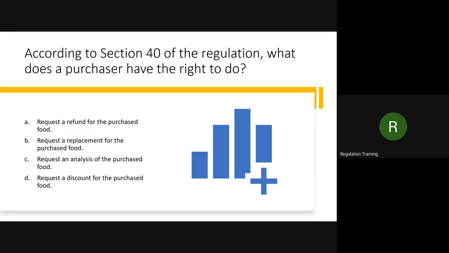Harita, Aditi, very good. Now people have started. Very good. Thank you. People have started saying C. Request and analysis for purchased food. Okay. Wow, you are smart. Let's wait for other people to answer.